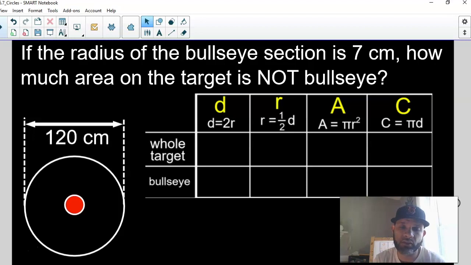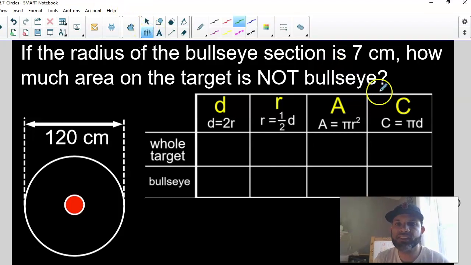Just draw yourself a little chart, a little DRAC chart, right? We're going to first look at the whole target, then the bullseye target, and then we're going to try and think about what is the answer, okay? So let's use cubes, okay? If you remember, cubes was our day 4 strategy for solving problems.